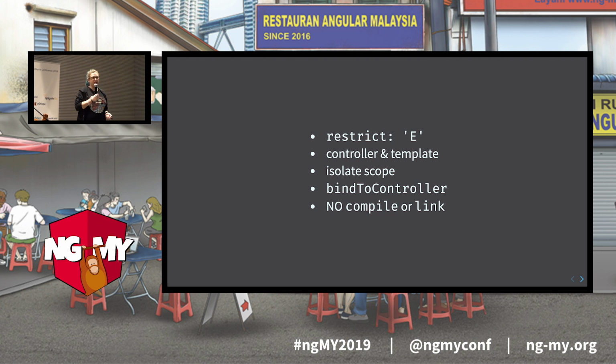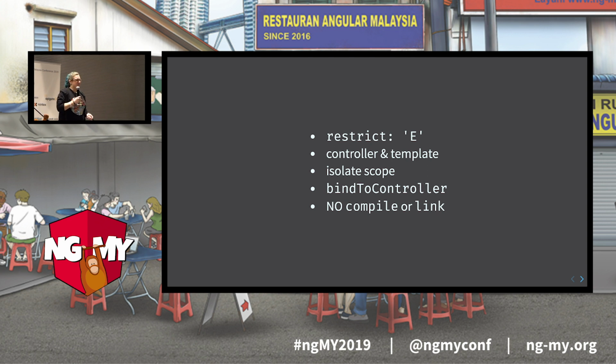So first of all, it has to be an element. You can't upgrade attribute directives. Secondly, it needs to have a controller and a template. It can be a template URL, whichever. It needs to have an isolate scope. So I think most things probably should be OK with that. I think most of from like Angular 1.4 onwards, they would generally isolate scope.